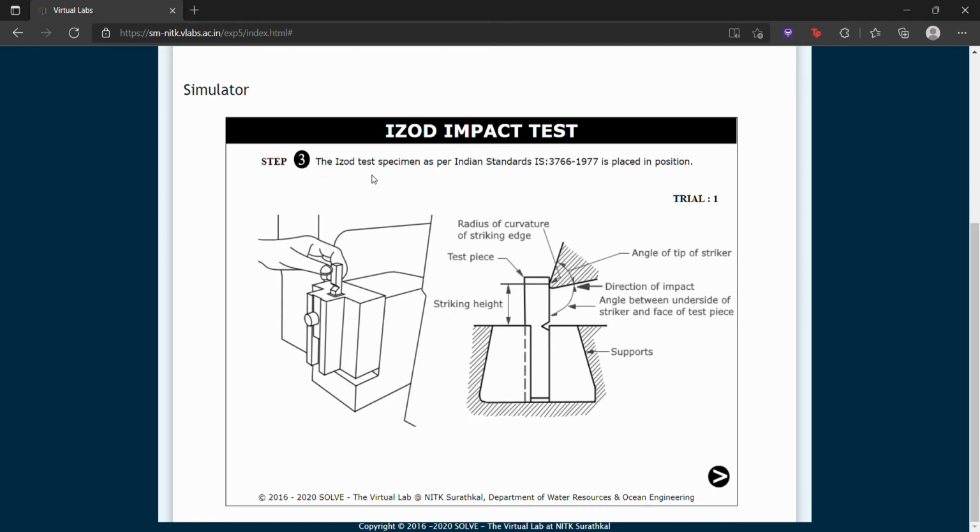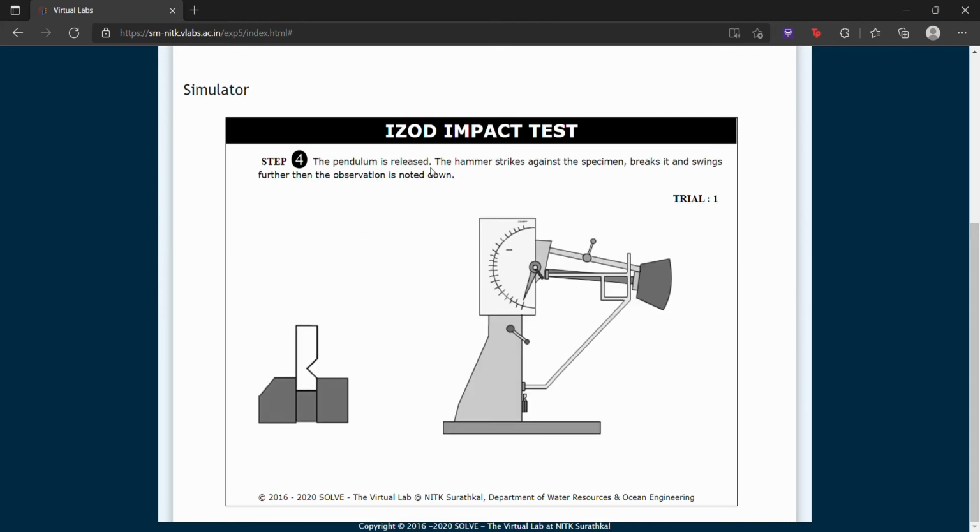Step 3. The Izod test specimen, as per Indian standard, is placed in position. As we can see, this is the test piece and this is the striking height. This is the angle of tip of the striker, while this is the direction of impact, and this is the angle between underside of striker and face of test piece. And lastly, this is the support.